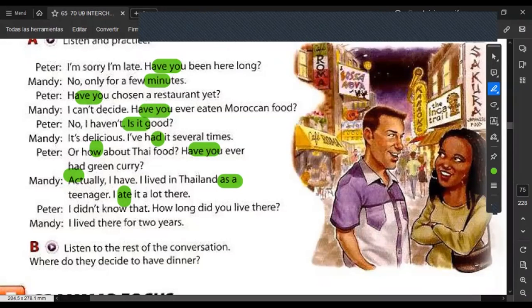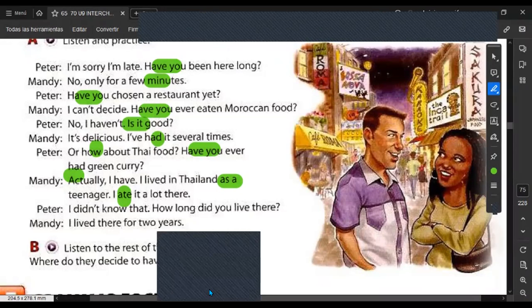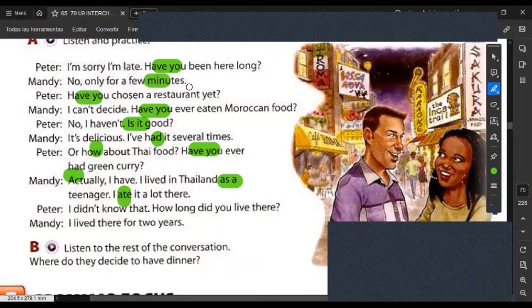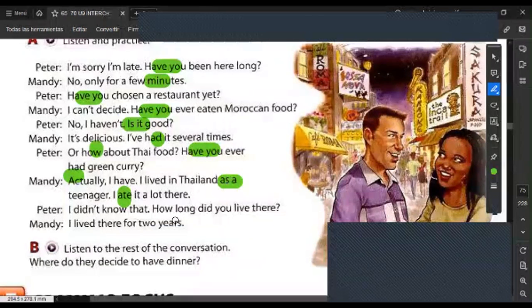Ok, very good, excellent. Now you're going to listen and you're going to practice the conversation. La palabra, teacher, la palabra chosen. Chosen, la pronunciación correcta. Have you chosen? Have you chosen a restaurant yet? Chosen. Delicious. Probably. Okay, listen and practice. No problem. Listen and practice, right?